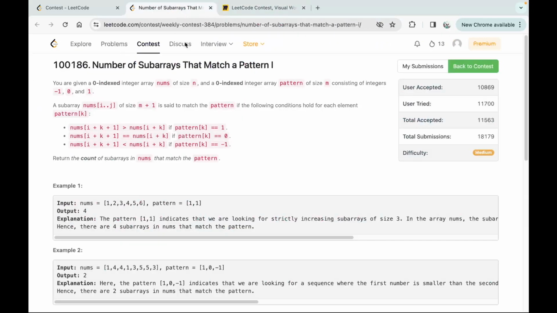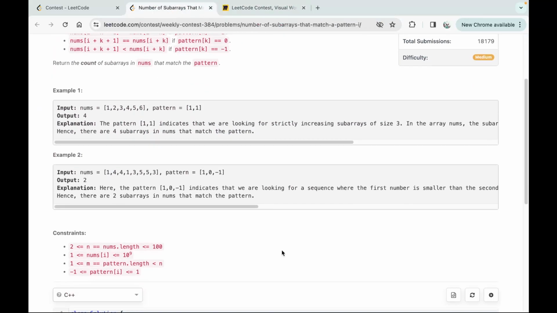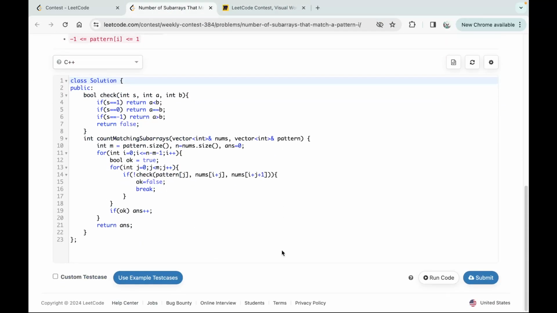Let's quickly go to the code. There's not much logic. Whatever we are doing has been implemented here as well. As I said, I have written the bool check function. Inside of it I am passing the current pattern value. If it is 1, then we have to return a is less than b. If it is 0, we have to return a equal to b. And if it is -1, then we have to return a greater than b, correct?